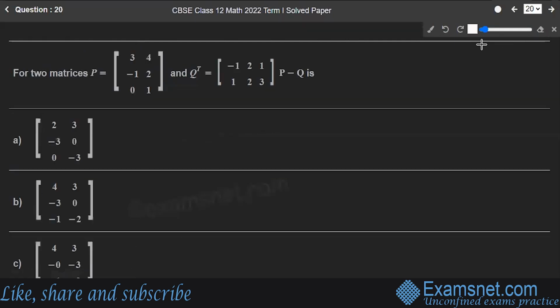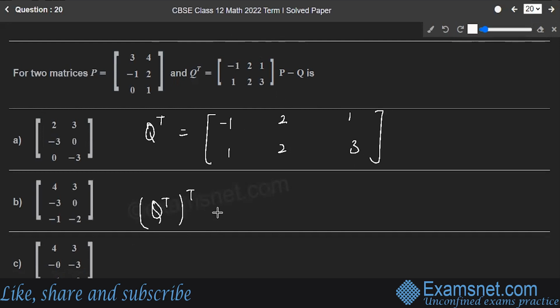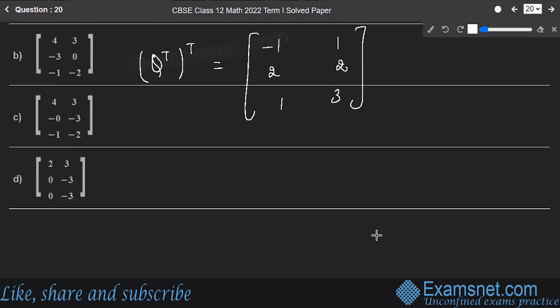Hope you understood that. Next is question number 20, matrix problem again, for two matrices, P and Q transpose. What is the value of P minus Q? One thing you are given is that Q transpose is minus 1, 2, 1, 1, 2, 3. So what is the value of the transpose of Q transpose? This will be minus 1, 1, 2, 2, 1, 3, right? Now, this is equal to Q itself, right? Q transpose transpose will give you Q itself.